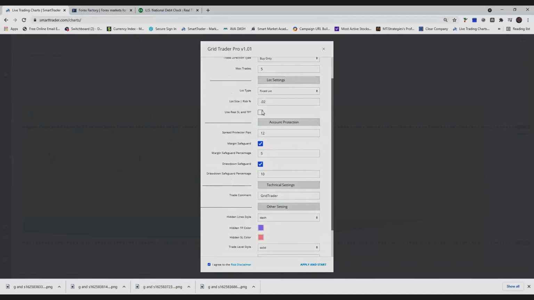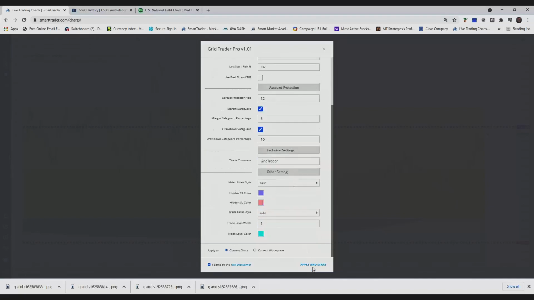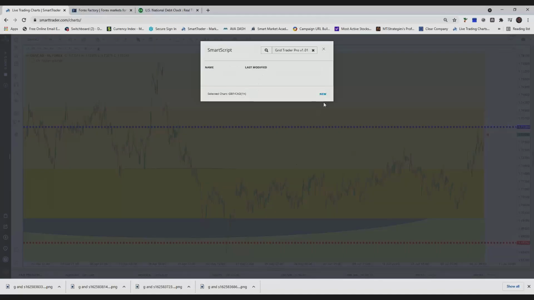I think it's important if you are not using a VPS, or if you're just uncomfortable with using a trading system, because if you use a hard stop loss and take profit, you're going to have a stop loss put in as soon as you open up a trade. So some people like that. I'm not going to use that. I'm going to let the technical settings from here do what they want. I'm going to click apply and start, and now I don't necessarily need to do anything.